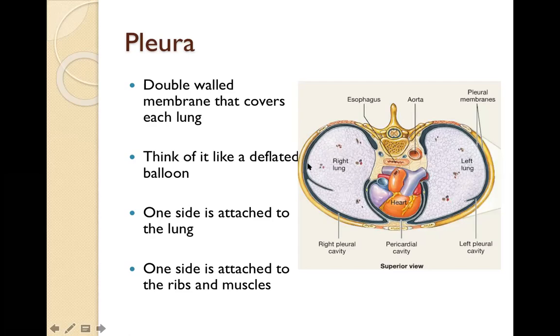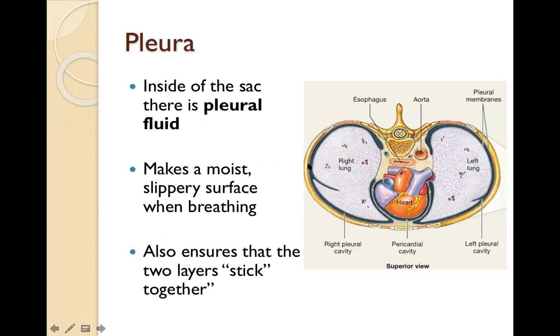This particular covering is called the pleura, and this pleura forms sort of like a sac around each lung. Within that pleura, there's a space, and there's a tiny little bit of fluid within there. That tiny bit of fluid allows for a very moist, slippery surface when breathing, so it allows you to inflate and deflate your lungs in a relatively frictionless environment.